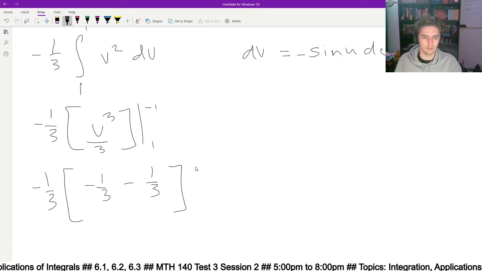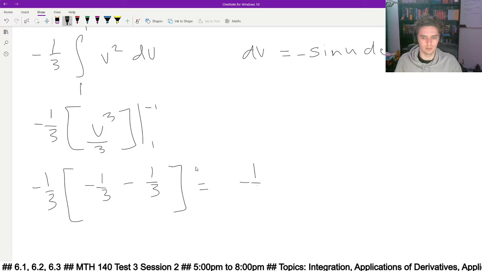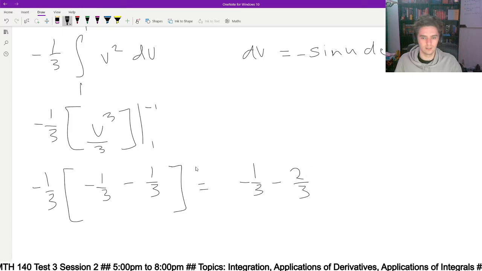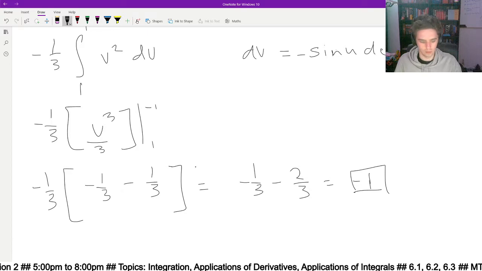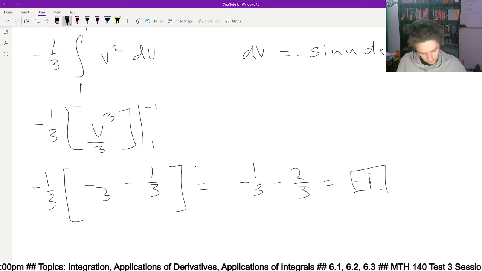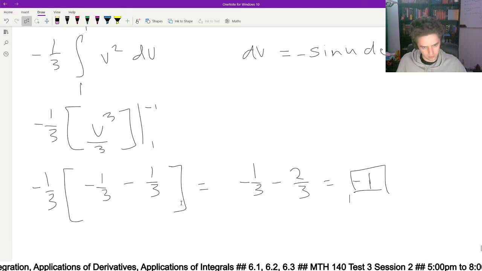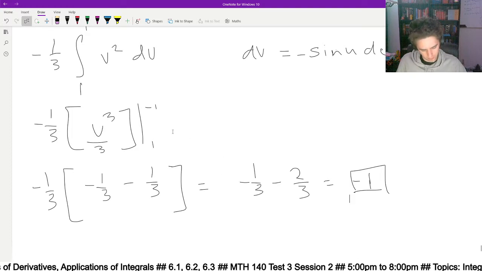Okay, so this is going to be -1/3 minus 2/3. So -1. Is that the answer? Oh, I just did my evaluation wrong? Everything's right until this last line. Sorry, I made a mistake.